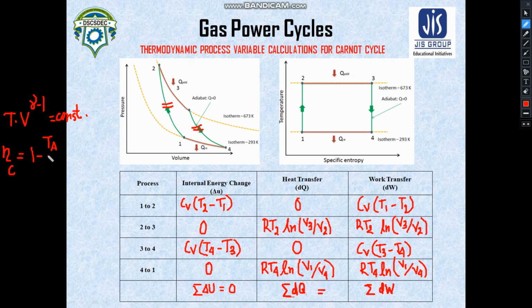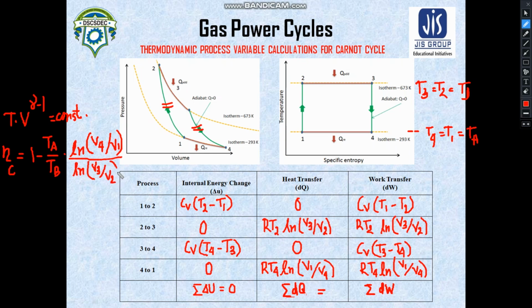It was found to be TA by TB, right? So T4 equal to T1 equal to TA, and T3 equal to T2 equal to TB. Okay. And there were some logarithmic terms, right? So it was ln V4 by V1 divided by ln of V3 by V2. Okay, so V3 by V2.